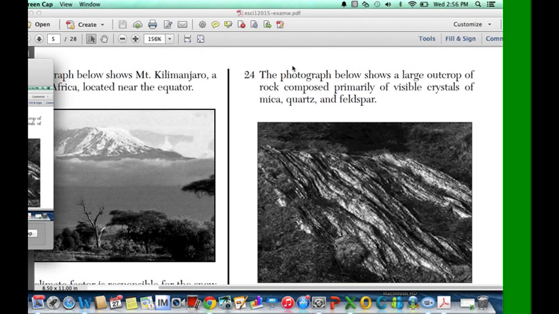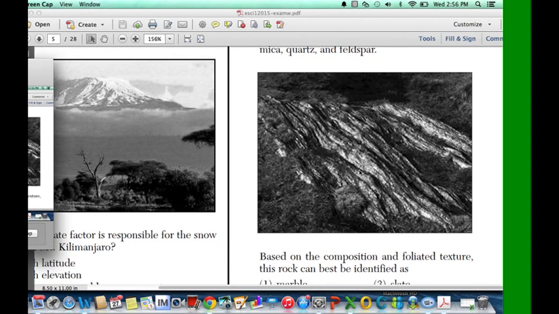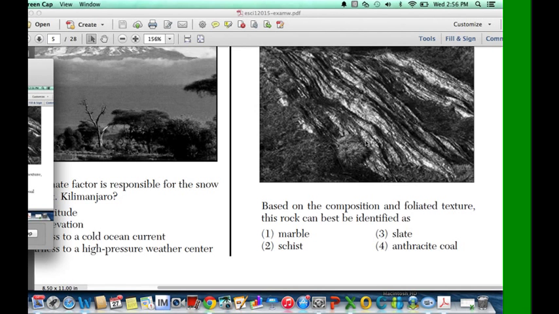Okay, so we're looking at question 24. The photograph below shows a large outcrop of rock composed primarily of visible crystals of mica, quartz, and feldspar. Based on that information, we have to take a look at the composition and the foliated texture. As soon as they remind you of foliation, that means there has to be some kind of banding involved in this. As you can see, there is banding. So this rock can best be identified as what?